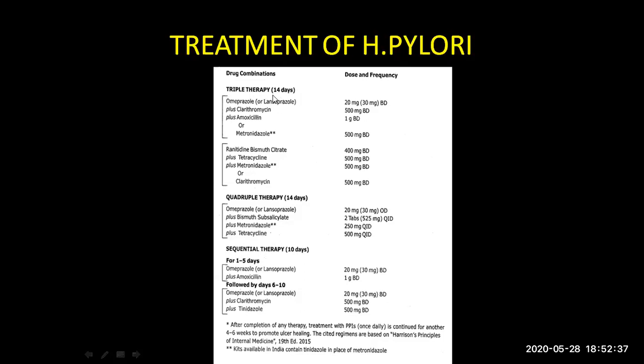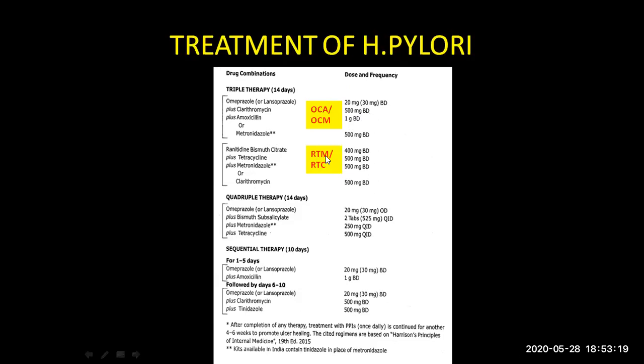So what is triple therapy? Triple therapy consists of a set of 3 drugs given for 14 days. You can remember it with this mnemonic OCA or OCM. O stands for omeprazole, C stands for clarithromycin, and A stands for amoxicillin, or M stands for metronidazole. So these 3 drugs are combined together. Omeprazole in a dose of 20 milligrams BD, and clarithromycin 500 milligrams BD, and amoxicillin 1 gram BD, or metronidazole 500 milligrams BD.